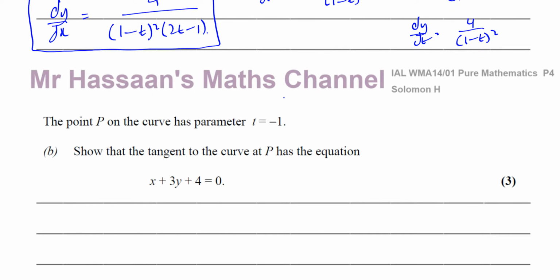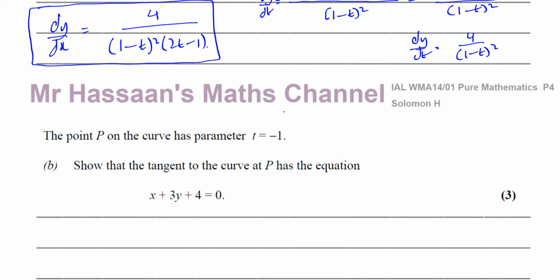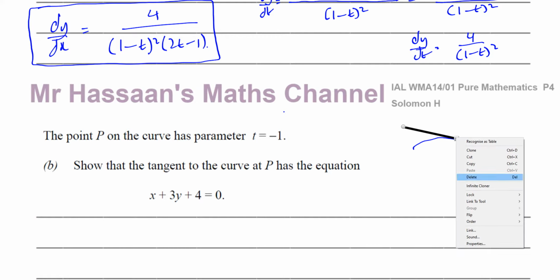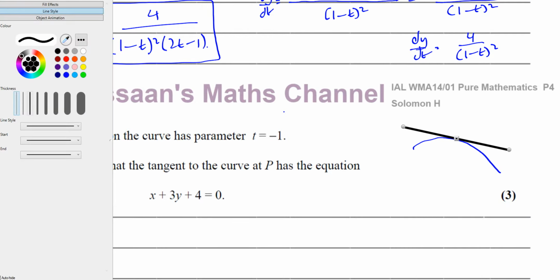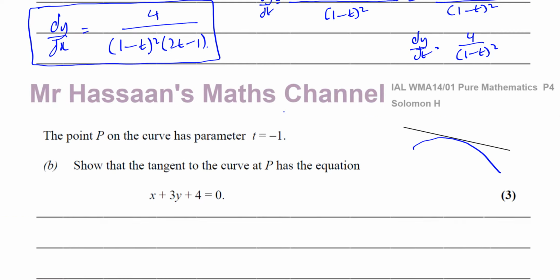Now part B says the point P on the curve has parameter t equals minus 1. Show that the tangent to the curve at P has the equation x plus 3y plus 4 equals 0. So now, a tangent to a curve has the same gradient as the curve at the point at which it touches it. If that's the curve and the tangent is like this, for example, then the tangent has the same gradient as the curve at the point at which it hits the curve.